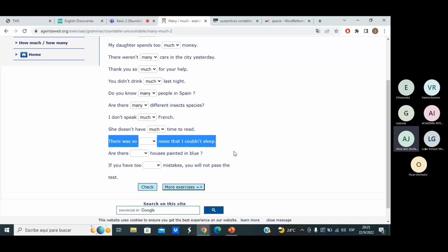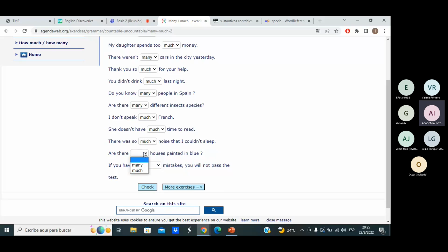There was so much noise that I couldn't sleep. Okay, makes sense. There was so much noise. There was so many noise that I couldn't sleep. Okay. We are going to realize if that's correct, okay?